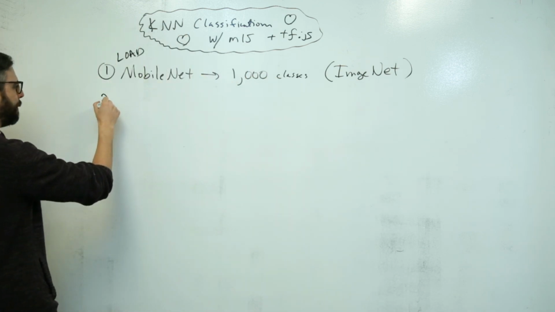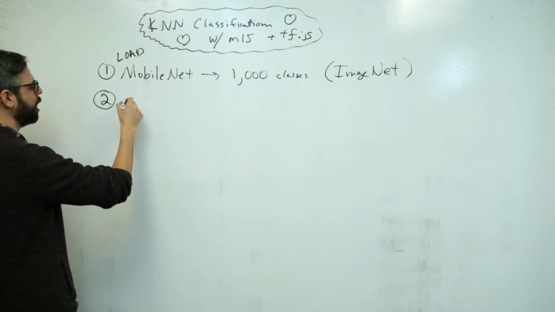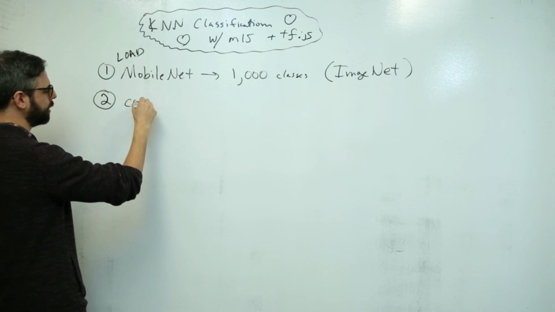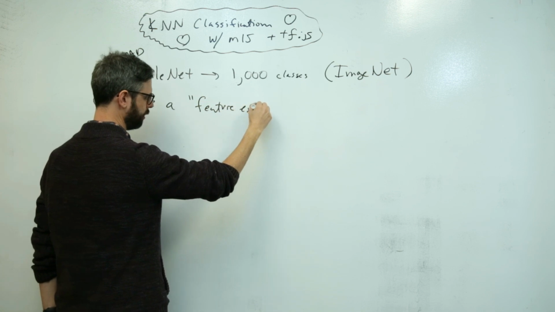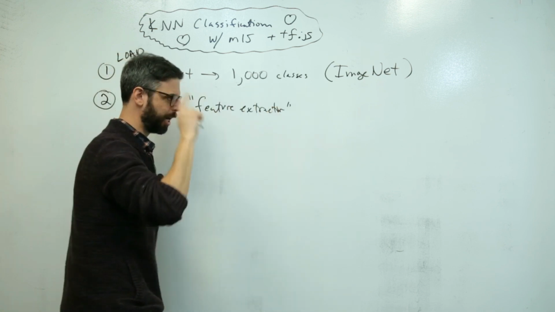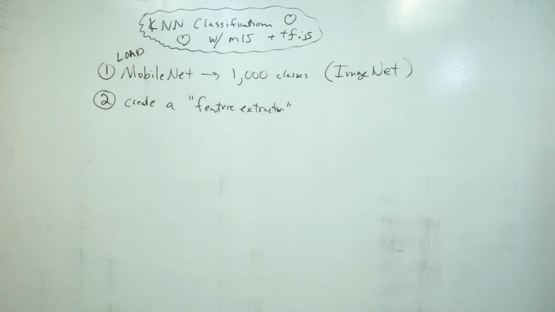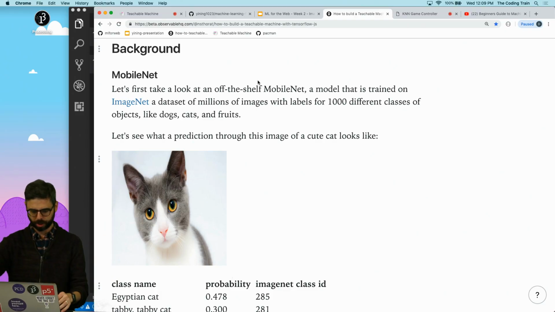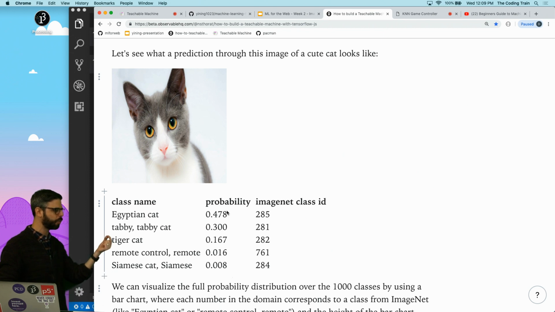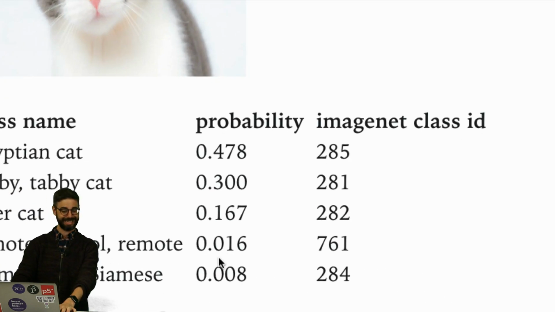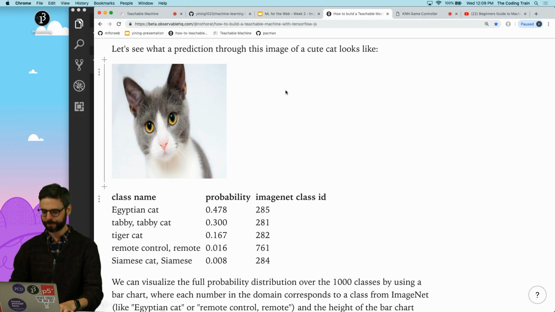So the next step is to create what's called a feature extractor. I'm going to show you in the code. This is actually basically what I've done before. So this is what MobileNet does here. You can see it can look at an image. It can tell you the probability of a particular class, like Egyptian cat, tabby cat, tiger cat, remote control. Apparently, there is almost a 2% chance it's a remote control. Okay. Cat, you are not a remote control to me.